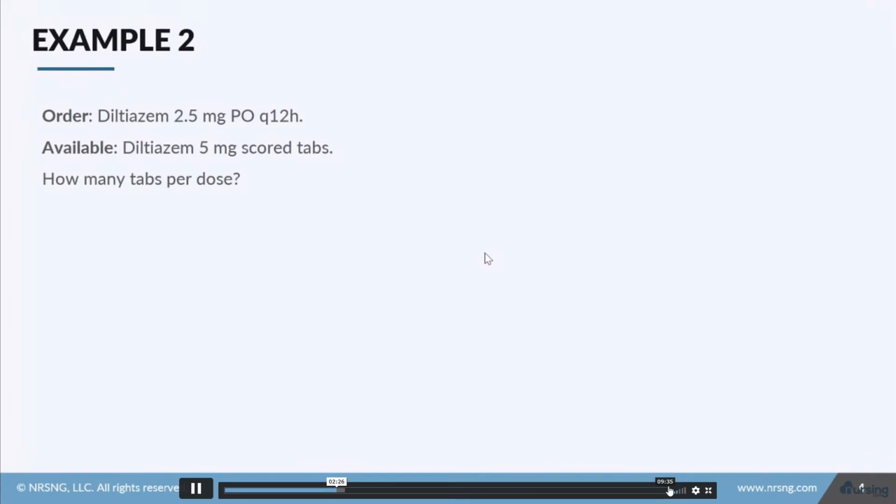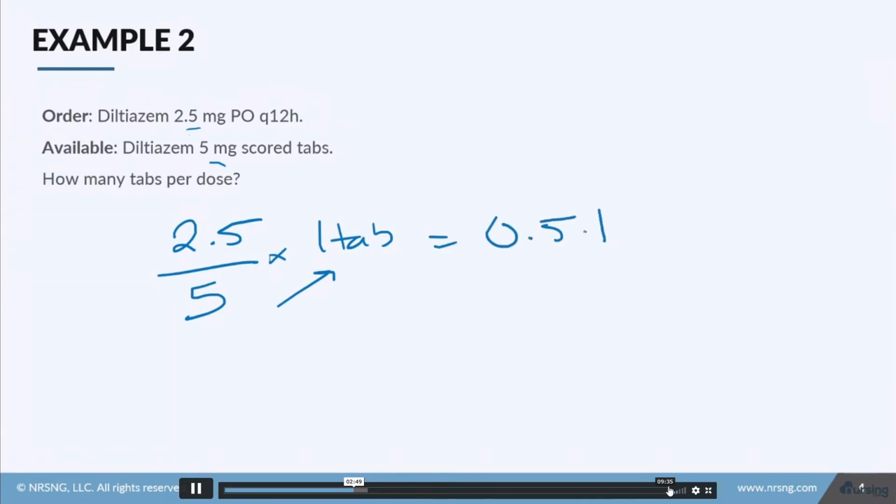All right. Example number 2, diltiazem 2.5 milligrams PO every 12 hours. Available is diltiazem 5 milligrams scored tabs. How many tabs per dose? So let's say what we want over what we have, times what it's in, 1 tablet. So this is what's available. 2.5 divided by 5, 0.5 tabs.